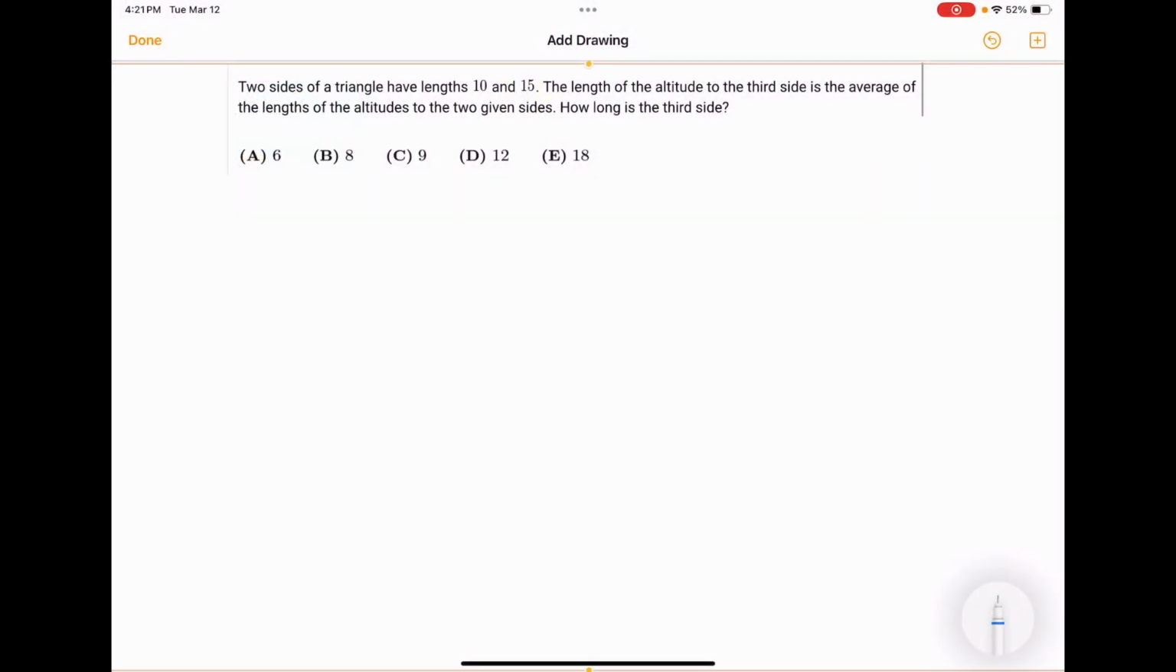The problem states two sides of a triangle have lengths 10 and 15. The length of the altitude to the third side is the average of the lengths of the altitude to the two given sides. How long is the third side?